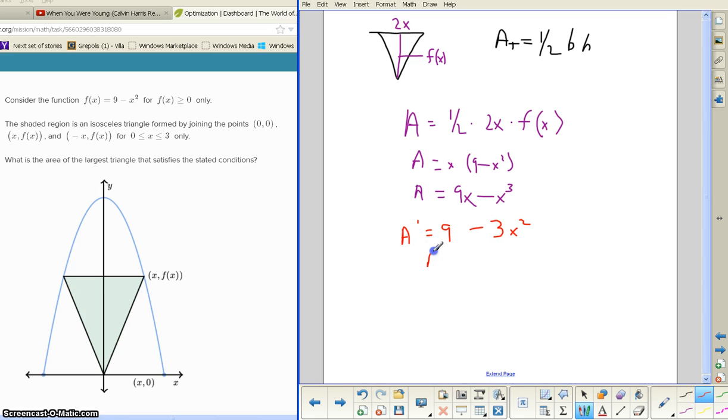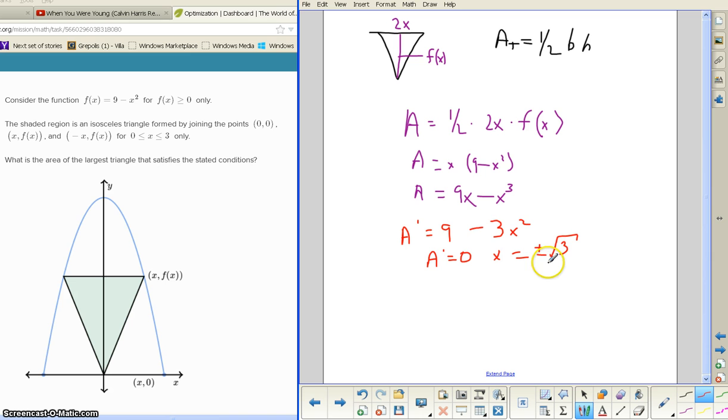Now we're going to set A prime equal to 0. And again, this is one of those times I think we can tell by where it happens. That happens at x. We move the 3x squared over, divide by 3, get x squared equals 3. So it happens at plus and minus square root of 3. Alright, now again, we would expect that to be the maximization of this triangle.